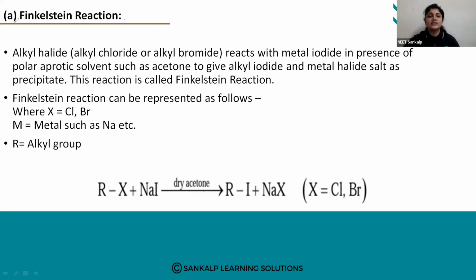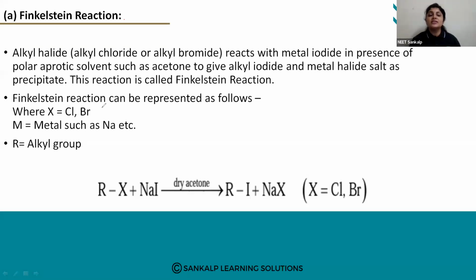So here the reaction is given. You can read the definition. Alkyl halides, that is alkyl chloride or bromide, react with metal iodide. Metal iodides are used here in the presence of a polar aprotic solvent such as acetone, to give alkyl iodide and metal halide salt as precipitate. So this reaction is known as the Finkelstein reaction.